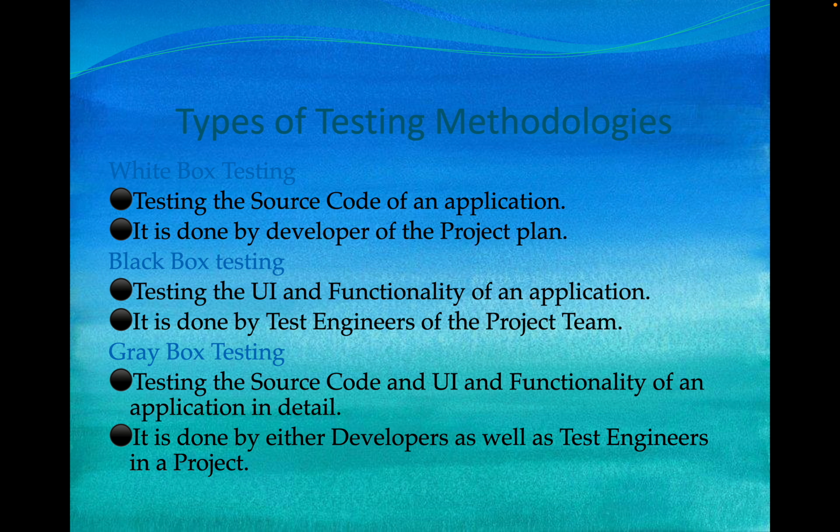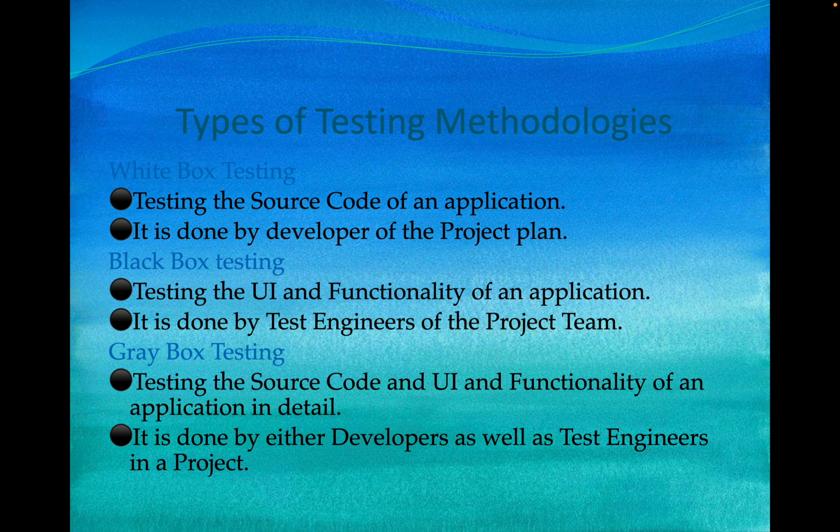Difference between white box and black box testing. White box testing, manual testing: writing source code for an application and testing each and every line of code manually. In black box testing, the manual testing process involves testing the UI and functionality of the application manually.